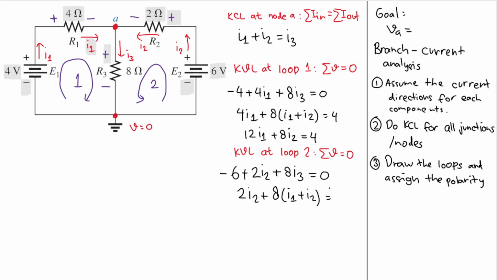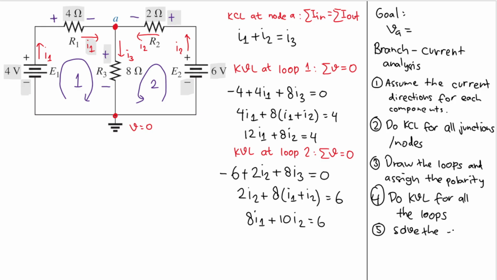No, not 0. Let's move this minus 6 to the right hand side, so I'll have 6 here. Good. Now simplifying this, we will have 8I1 plus 10I2, and that will equal 6. Okay, we have done the fourth step, right, which is to do KVL for all the loops. And then let's do the fifth step, which is to solve the equations.